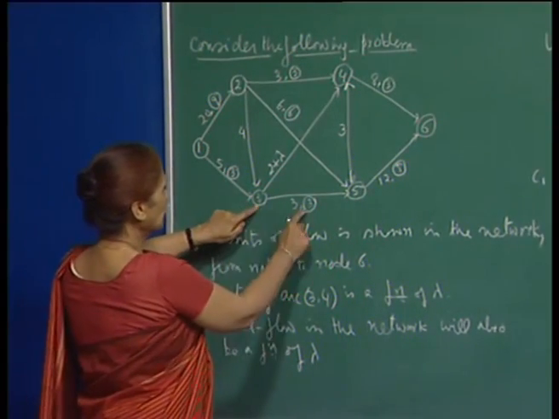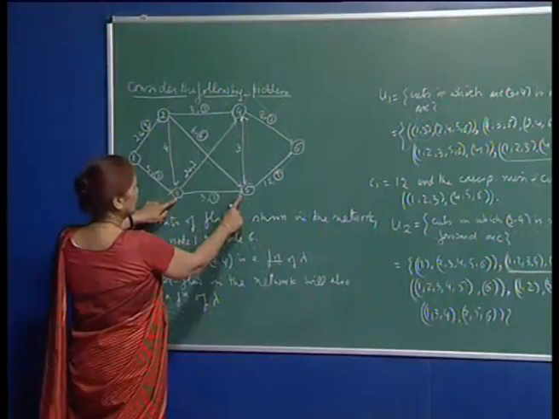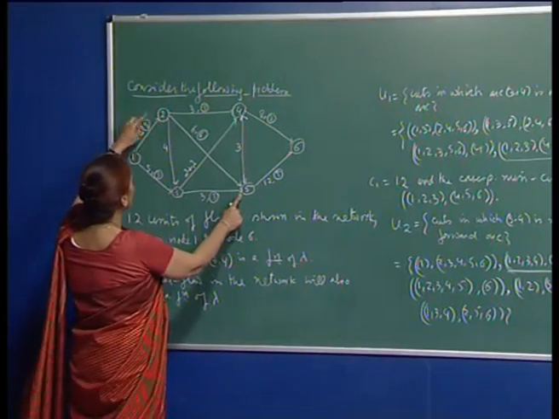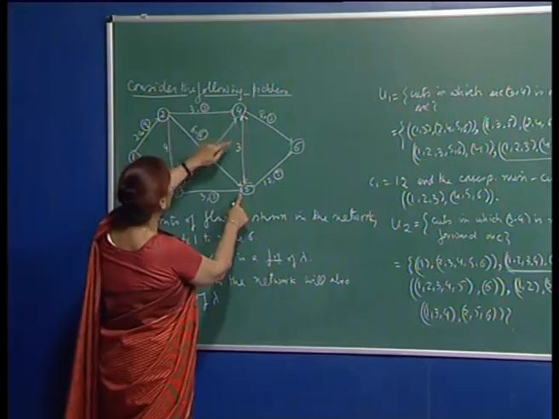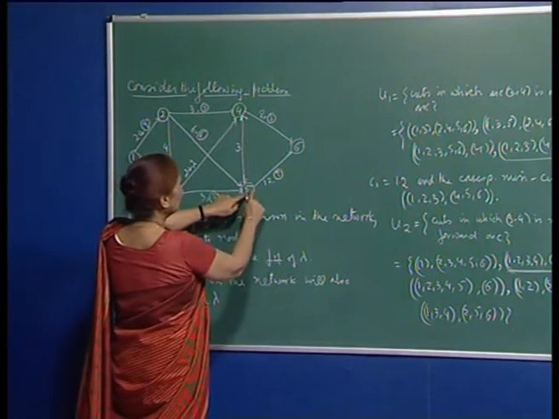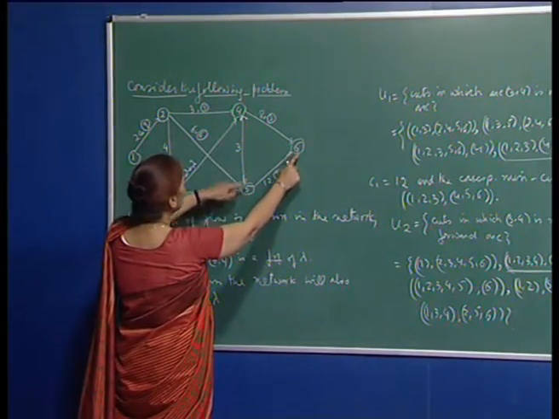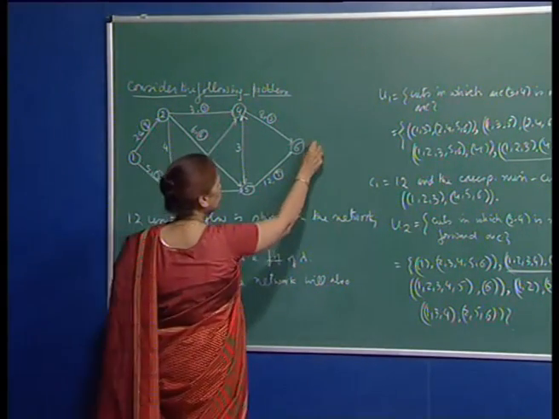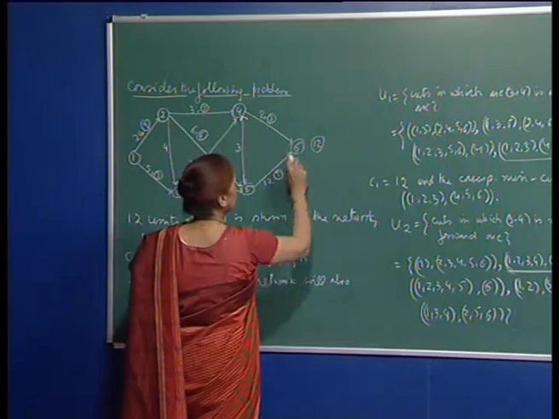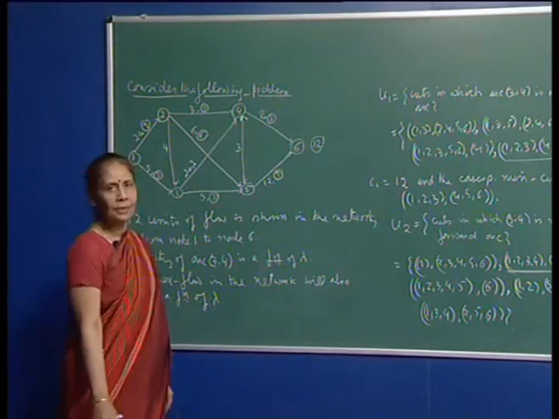Then these 3 units are diverted on arc 3 5. Right, and then of these 9 units, 6 come on arc 2 5, and 3 go from 2 to 4. So, this 6 plus 3, 9, finally go from 5 to 6, and these 3 units go from 4 to 6. So, the total flow in the network from 1 to 6 is 12 units.